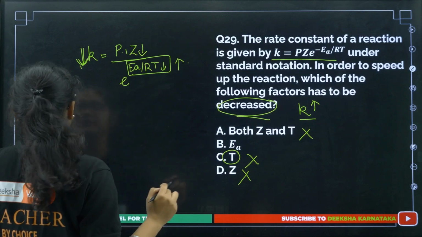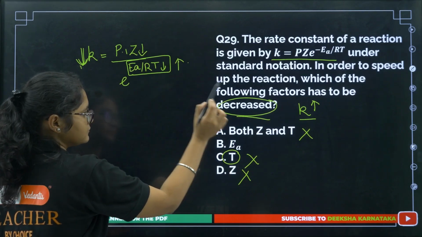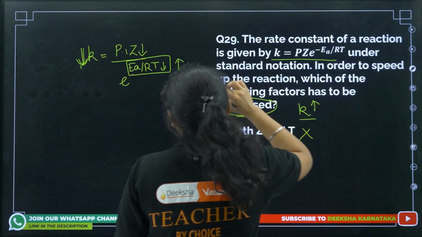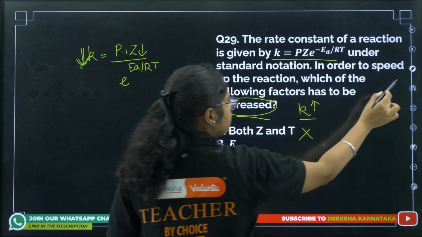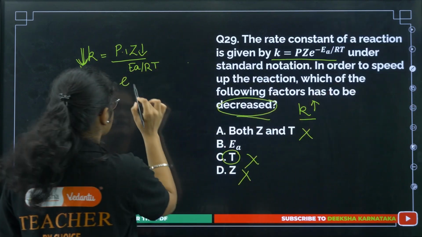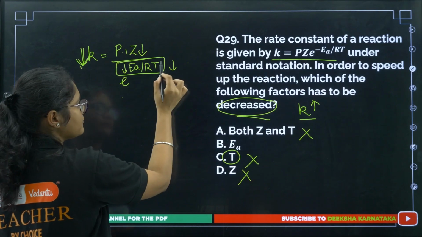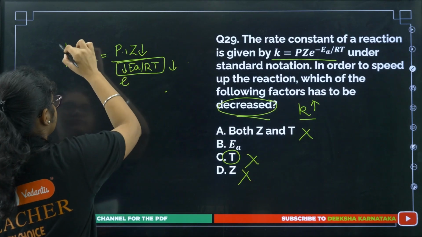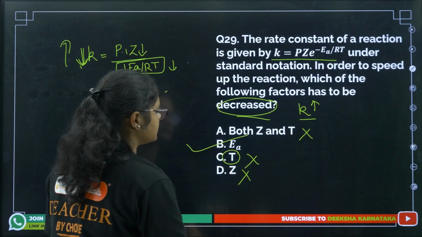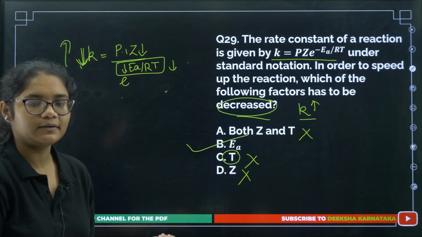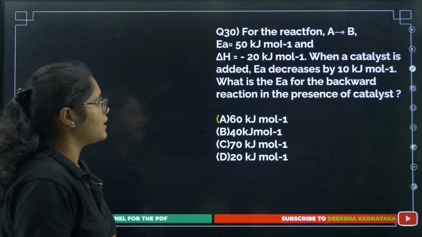Now if I see Ea, if I decrease Ea, then what will happen? This fraction will also decrease. E to the power of that whole thing will decrease, then obviously K will increase. So the correct answer here will be option number B. Now let us see the last question.